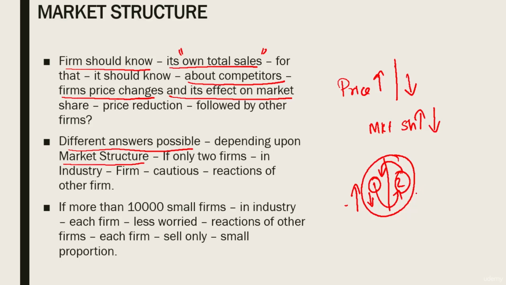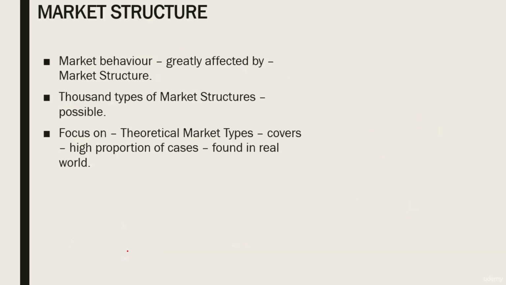So if your market structure has very few firms, then the firms in the industry should be very cautious about the reactions of the other firms. But let's say the market size is so huge that it has 10,000 small firms. So here each and every firm is less worried about the reactions of other firms, because each of them controls only a small proportion. So it is very remote that actions of one firm will influence the market.